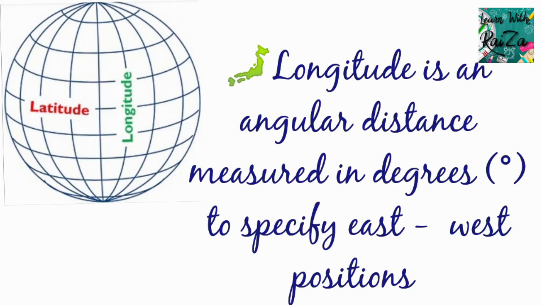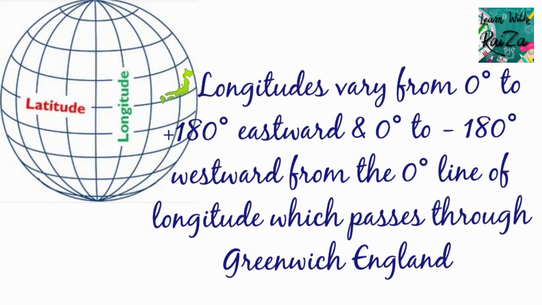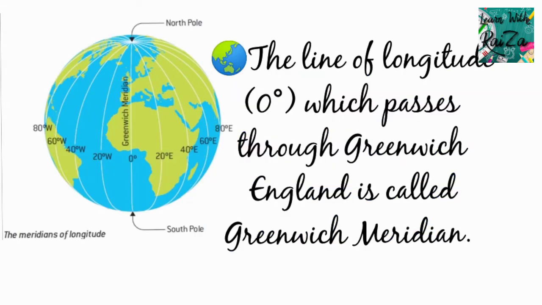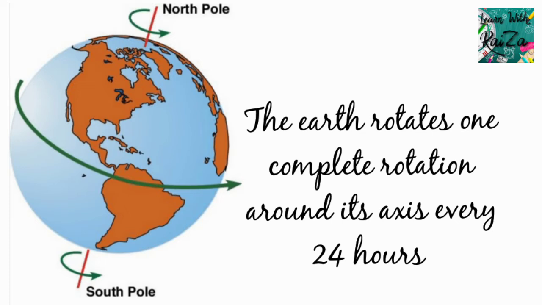Longitudes vary from 0 degrees to positive 180 degrees eastward and from 0 degrees to negative 180 degrees westward from the 0 degree line of longitude, which passes through Greenwich, England. The line of longitude which passes through Greenwich, England is called the Greenwich Meridian. The longitude along this line is 0 degrees. The most important thing, this is the thing.